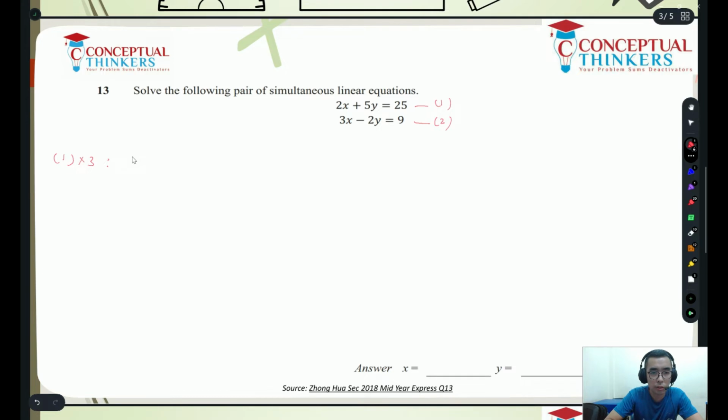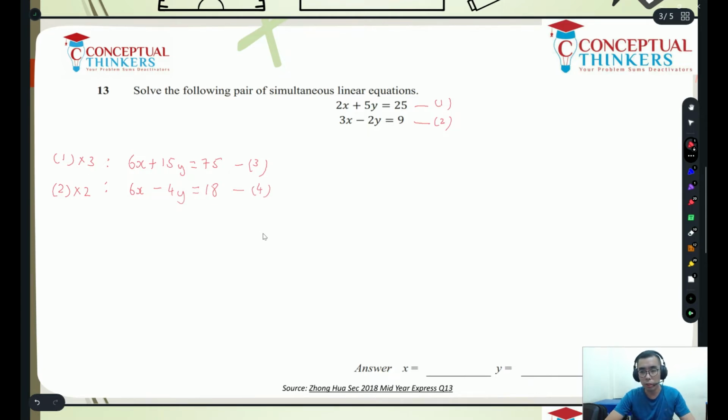So I multiply by 3, and I get 6x plus 5y times 3, which is 15y. Then 25 times 3 gives 75. This is the next equation, and I'm going to call it equation 3. Now if I look at the second equation, I'm going to multiply by 2. So 3x times 2 will give me 6x, then 2y gives me 4y, and this will be equal to 18. I'm going to call this equation 4.